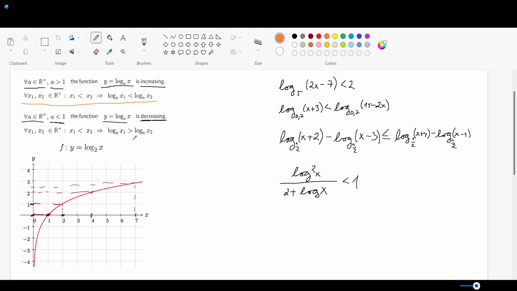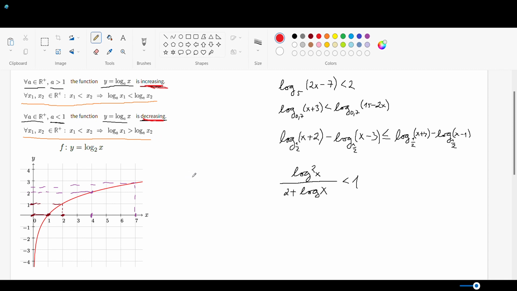From the definition of the decreasing function, we know that for each x1 and x2 from the domain, in this case the set of all positive real numbers, if x1 is less than x2, then the value of the function at x1 is greater than the value of the function at x2. This is really the opposite of the increasing function.